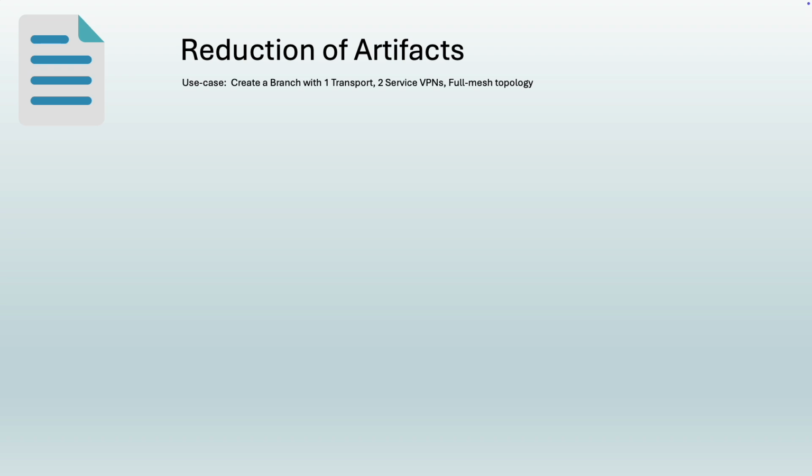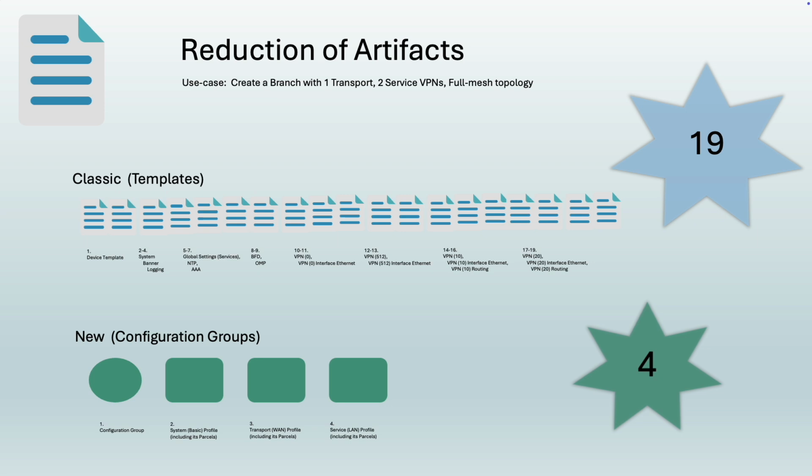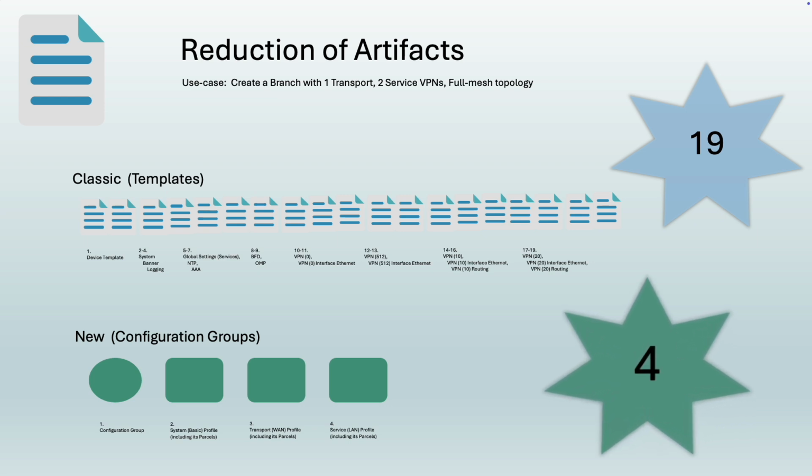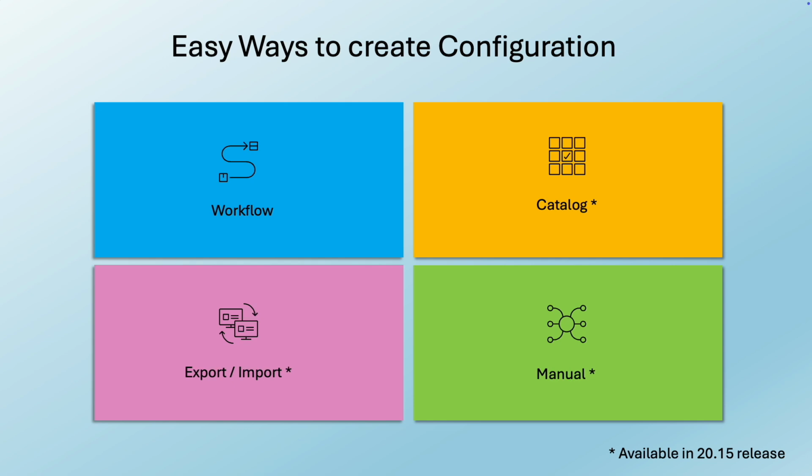The new simplified configuration also reduces the configuration sprawl by generating significantly fewer artifacts as compared to the classic approach with templates. There are four easy ways to create device or site configuration: using the workflow, using the catalog, manually create, export, import. Click on the links provided to watch videos demonstrating each of these ways of creating configuration.